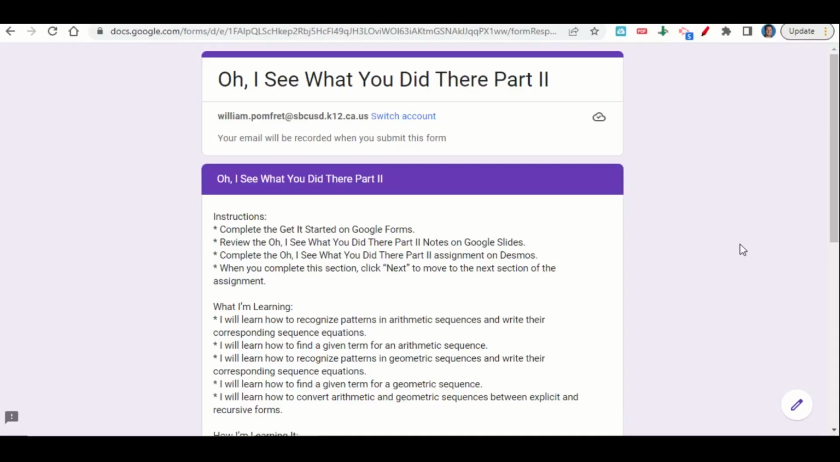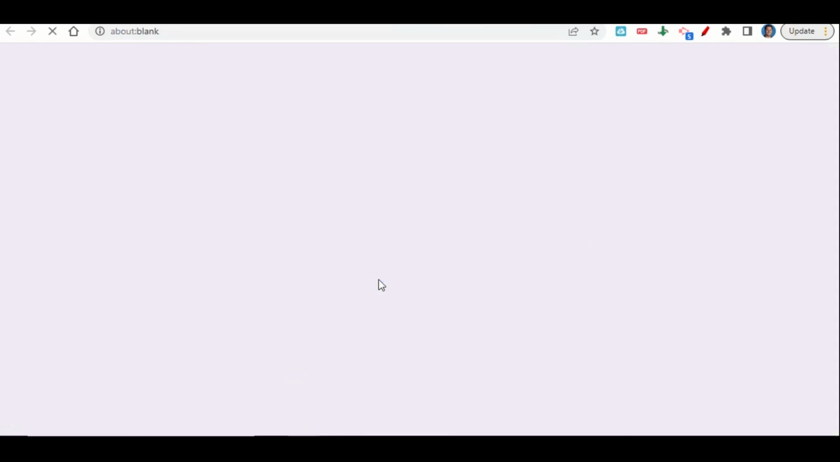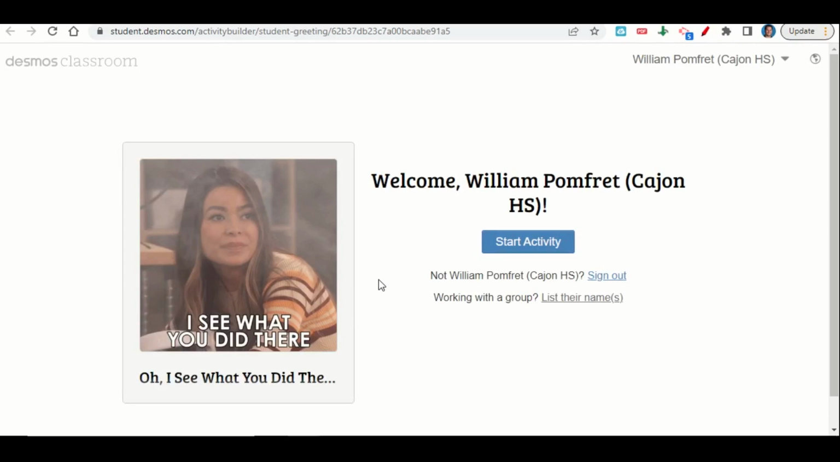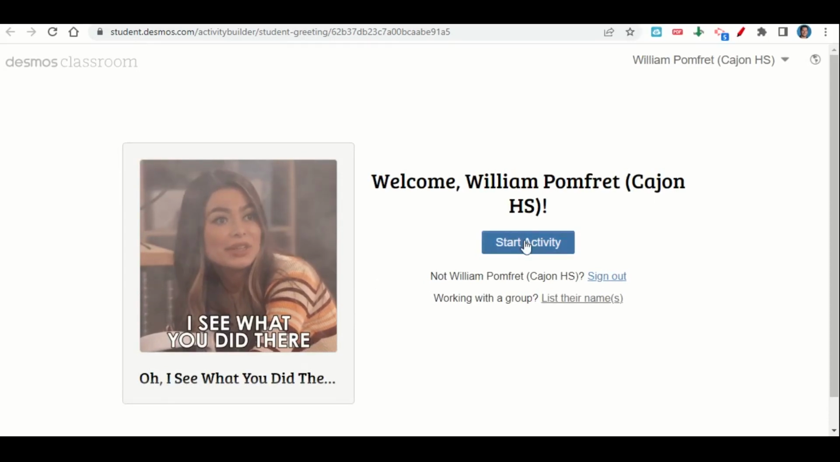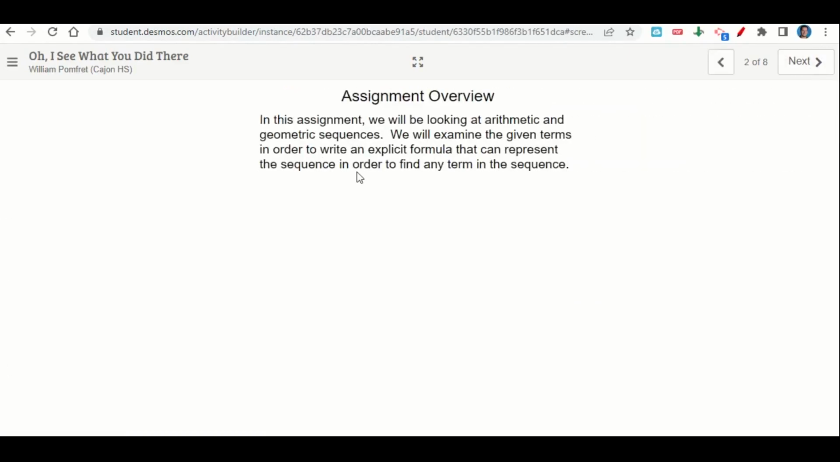Let's take a look now at the "I see what you did there, part 2" assignment. The assignment begins with the learning goals and success criteria. If we scroll down, there's a link here that takes us to the Desmos activity. Go ahead and click on that link, and it should take you to a page that looks like this. We'll go ahead and click start the activity. The assignment begins with the learning goals and success criteria. We'll go ahead and click next. It says assignment overview. In this assignment, we will be looking at arithmetic and geometric sequences. We will examine the given terms in order to write the explicit formula that can represent the sequence in order to find any term in the sequence.